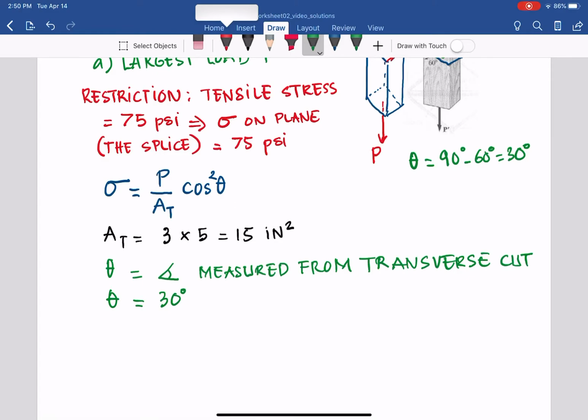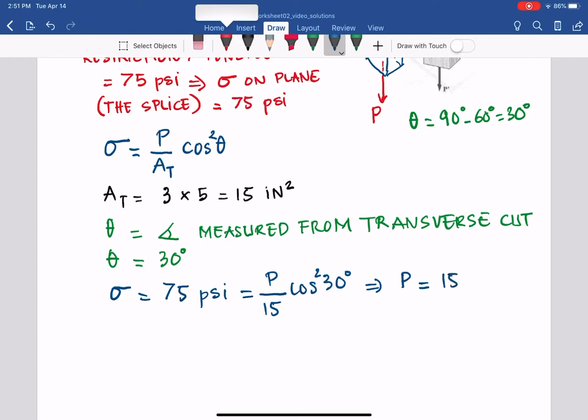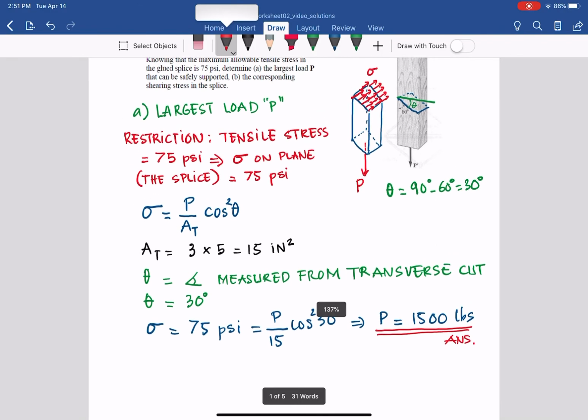So they give us sigma, the maximum allowable tensile stress, and A0 and theta, so you can apply that equation. Here you can plug in sigma equal to 75 psi equals P over A0, 15, cosine 30 degrees squared. From that you can get P, the largest load, equal to 1500 pounds. And why maximum? Because that is the maximum allowable sigma with the associated largest load P. So P has to be 1500 pounds or less, so that the splice will not fail and separate the two parts of the wood. That is the first part.